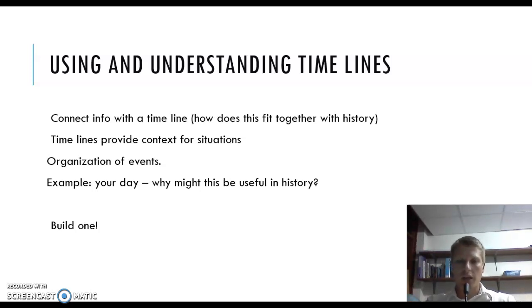They're very important. You'll create timelines in all of our units going forward. So without any further ado, I'm going to give you examples of timelines and the process to build them.